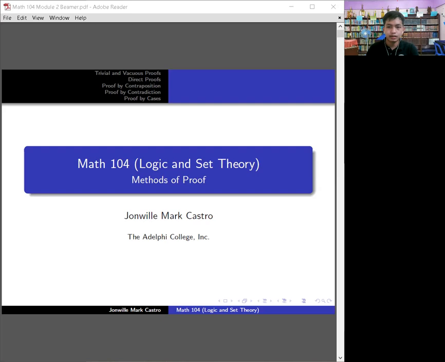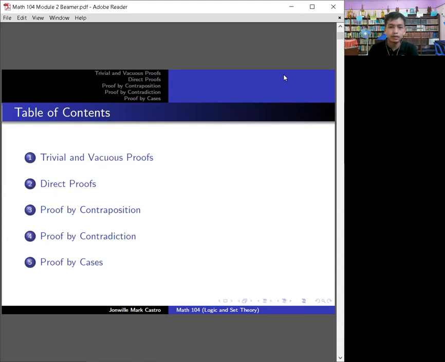Hello and welcome sa ating module number 2, second discussion sa Math 104, which is entitled Methods of Proof. So previously, na-discuss natin yung mga principles of logic, especially yung mga rules of inference, kung paano mag-construct ng mga proof gamit yung mga rules of inference o yung mga laws of logic. Okay? So, dito naman sa next discussion natin, titingin tayo ng mga iba't ibang proof techniques.